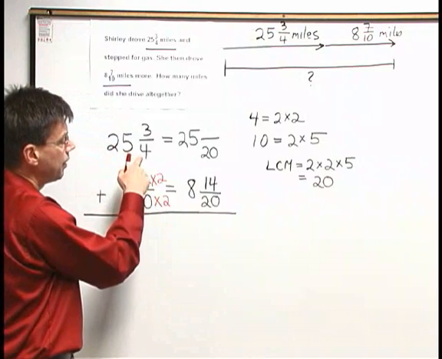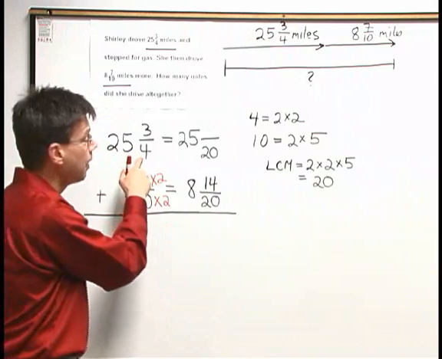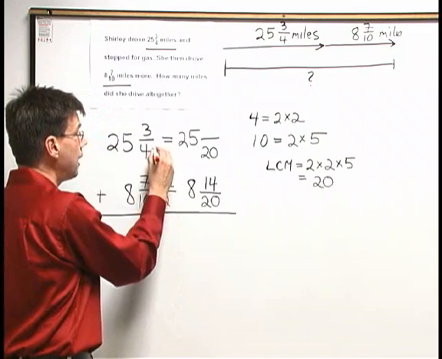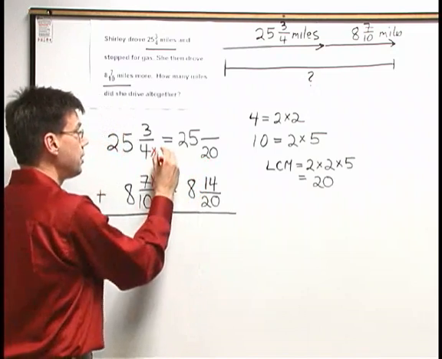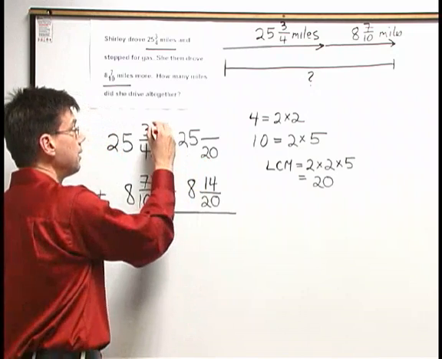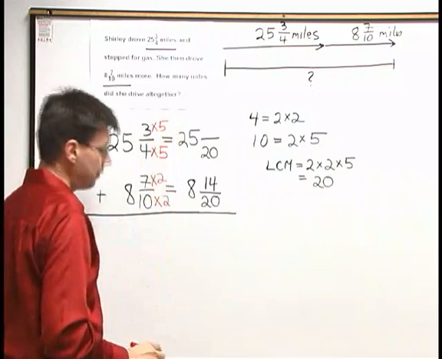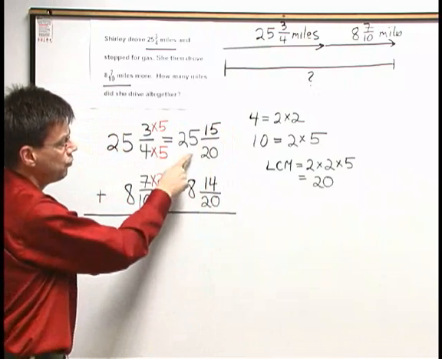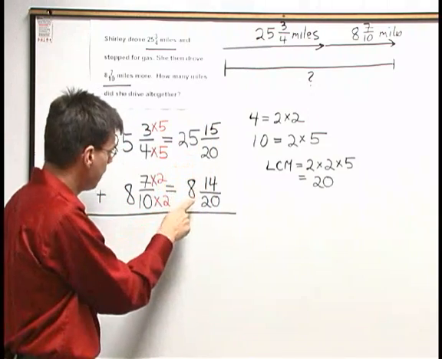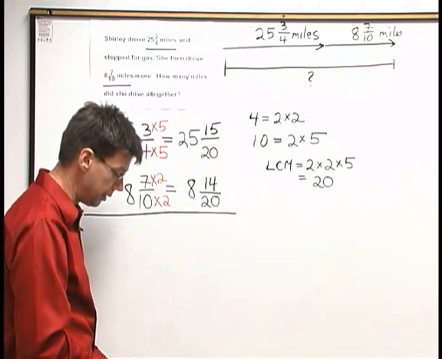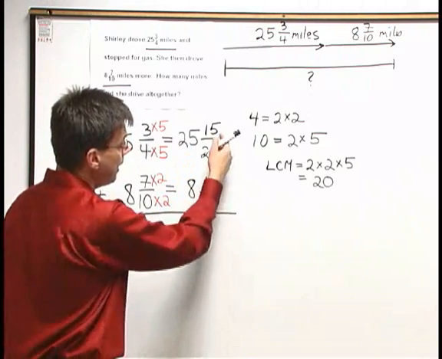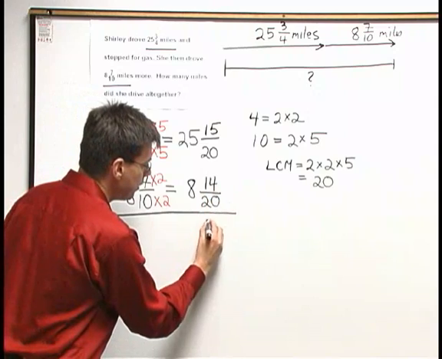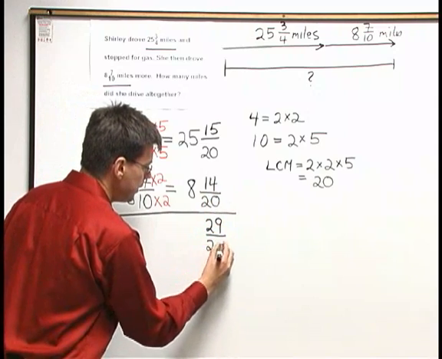I have 8 and 14 20ths. Up above, my denominator started out as 4. I want to rewrite my fraction with denominator 20, so I need to ask, 4 times what number is 20? 4 times 5 is 20. Up above, I'll take 3 times 5 to get 15. So I now have 25 and 15 20ths plus 8 and 14 20ths. I can go ahead and add. When I add the fractions, 15 20ths plus 14 20ths is going to be 29 20ths.